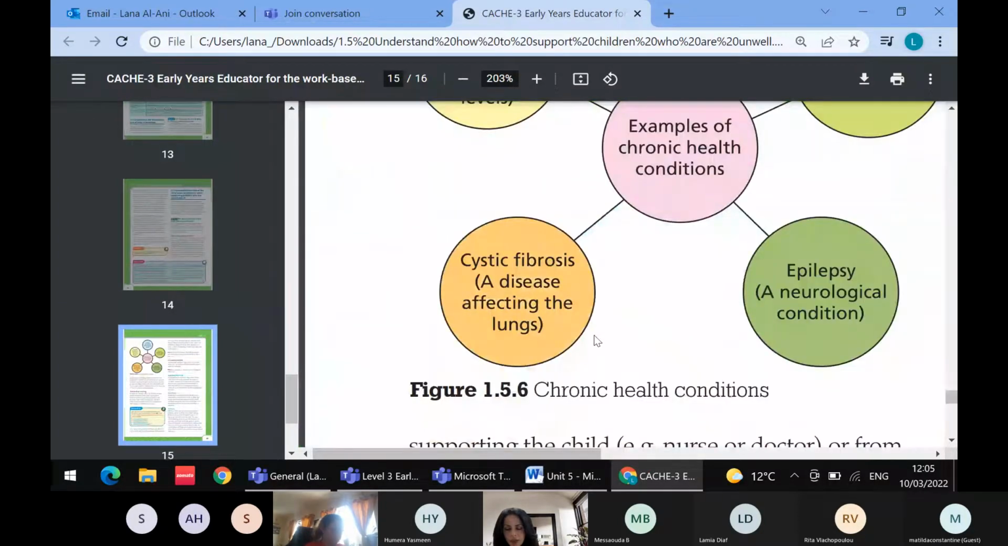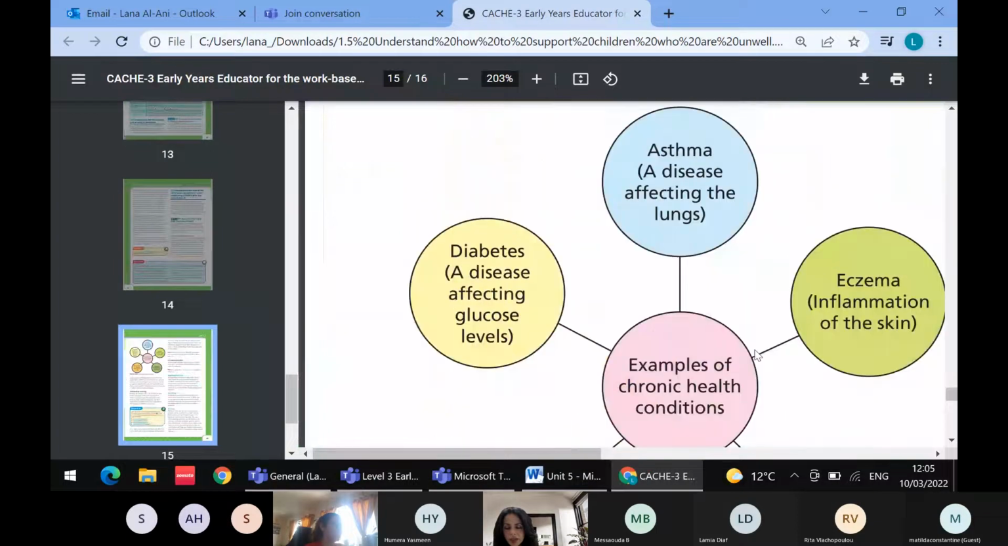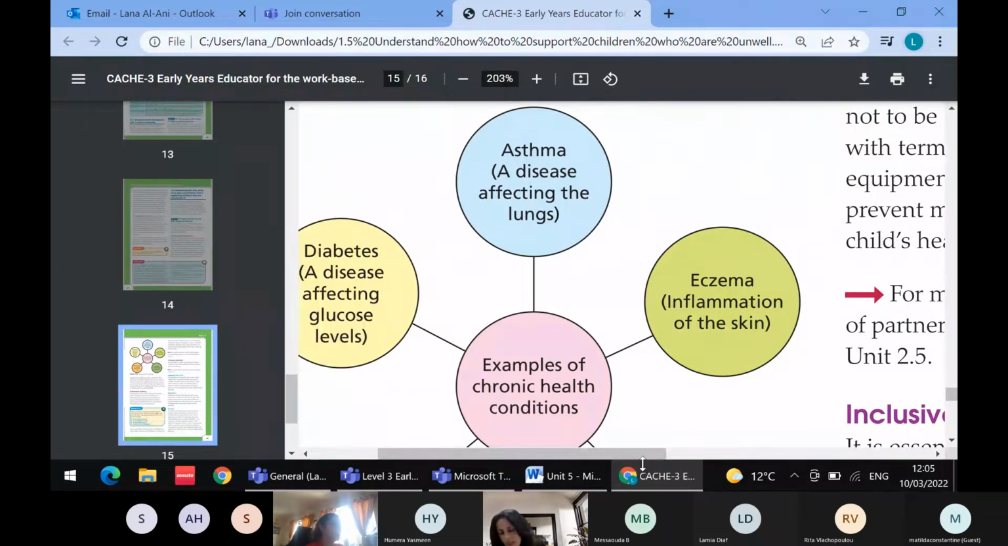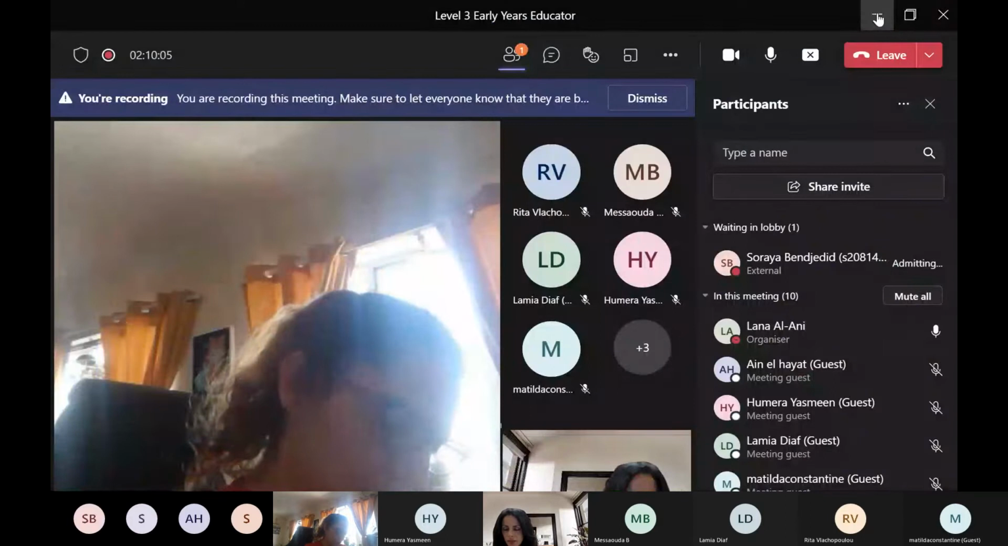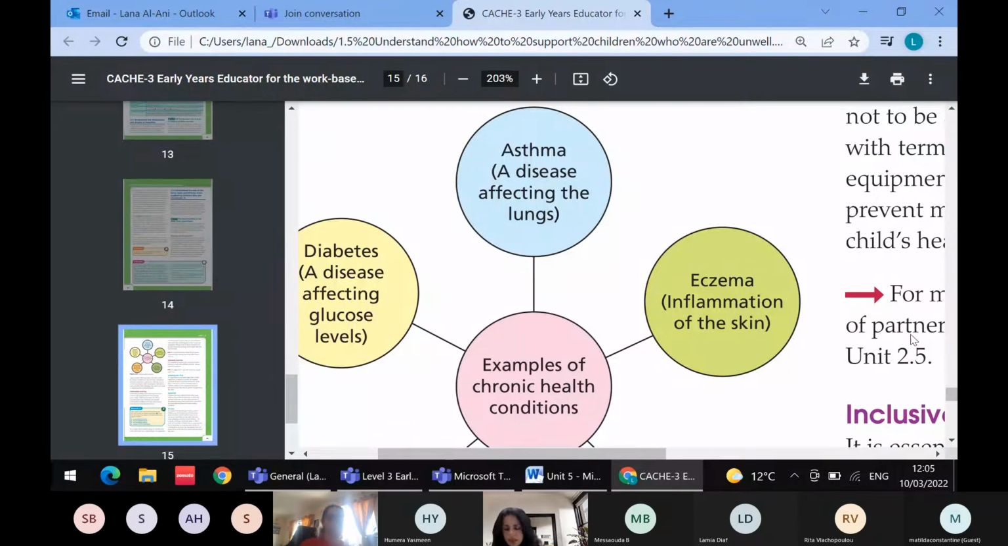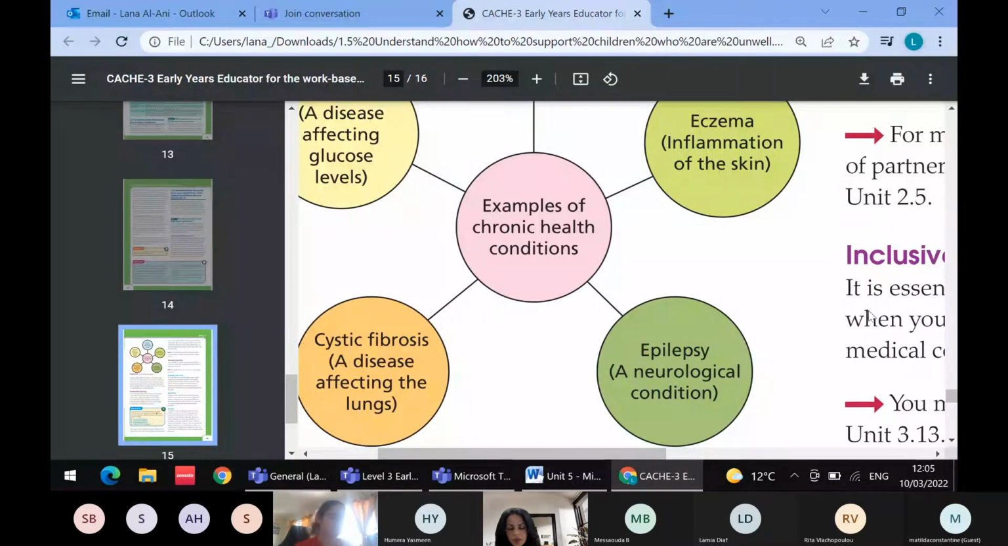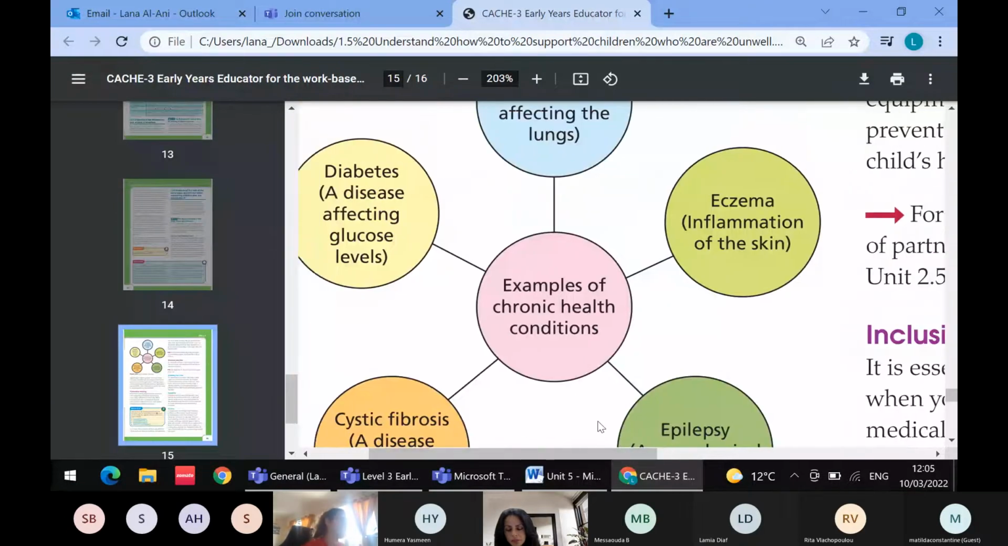So here are examples of chronic health conditions. Asthma is one of these diseases, because it affects the lungs and doesn't go away. That's a long-term illness for the child. Also, eczema is one of them. It affects the skin. Epilepsy. So many illnesses. Diabetes is one of them. Blood pressure. Yes, exactly. All these illnesses are just examples.